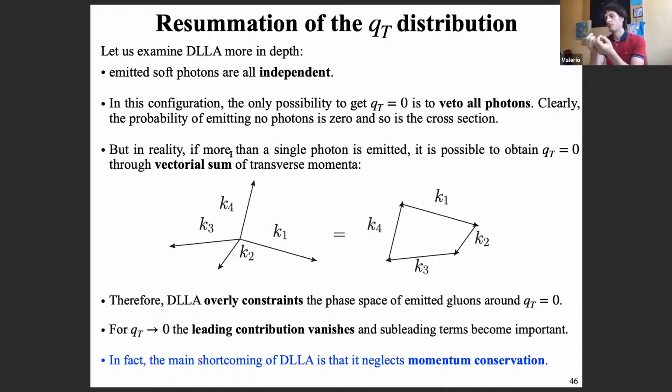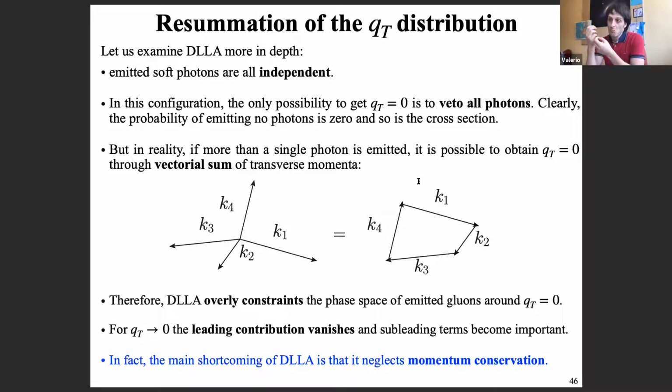Of course, in this configuration, the only possibility to get qT equals zero, so that the qT of the vector boson is zero, is that all photons are not emitted, that there are no photons emitted. And so we need to veto on that. Of course, the probability of emitting no photons is zero, and so is the cross-section. So this explains why the DLLA cross-section is zero at qT zero.